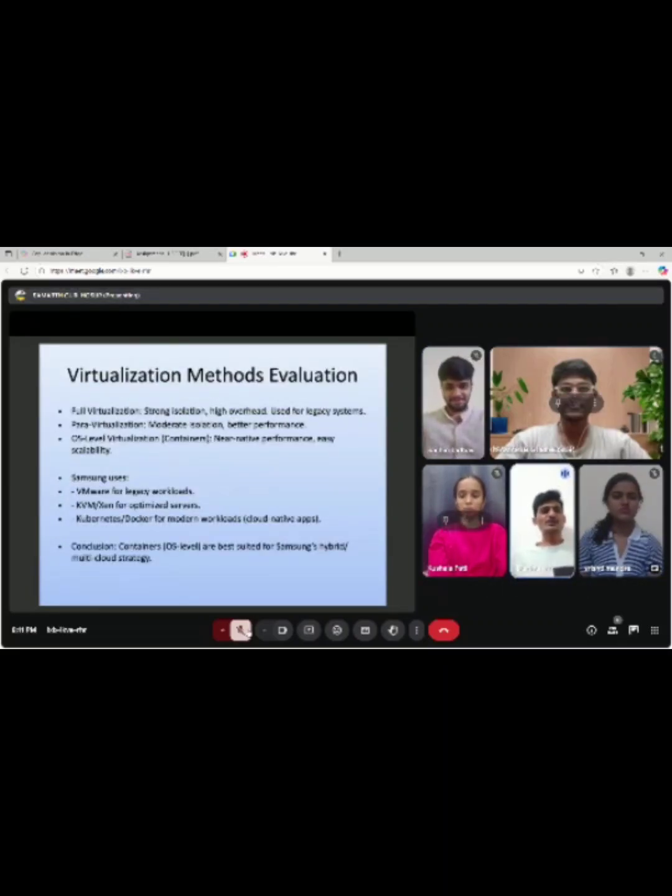Hi everyone, my name is Darshan. Virtualization method evolution. Full virtualization provides strong isolation but has overhead, mainly for legacy systems. Para virtualization offers moderate isolation with better performance. OS-level virtualization gives near-native speed and easy scalability. Samsung uses VMware for latency, KVM for optimization services, and Kubernetes and Docker for modern workloads.